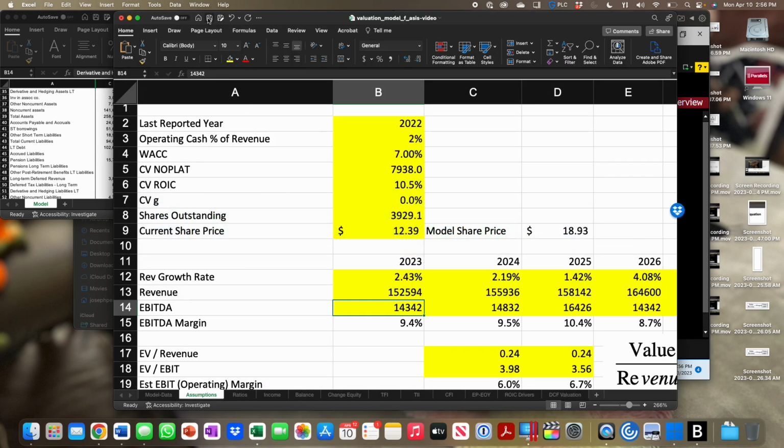So back to G's. What's a reasonable G for Ford in perpetuity? It's not negative 98%. So what should we use? And by the way, if we use a 0 G right here, then we get a share price of like $19. Their share price is $12. So what's going on with Ford?